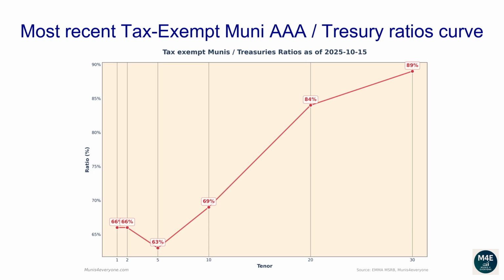The current one-year ratio is 66%. The 2 years ratio is 66%. The 5 years ratio is 63%. The 10 years ratio is 69%. The 20 years ratio is 84%. The 30 years ratio is 89%.